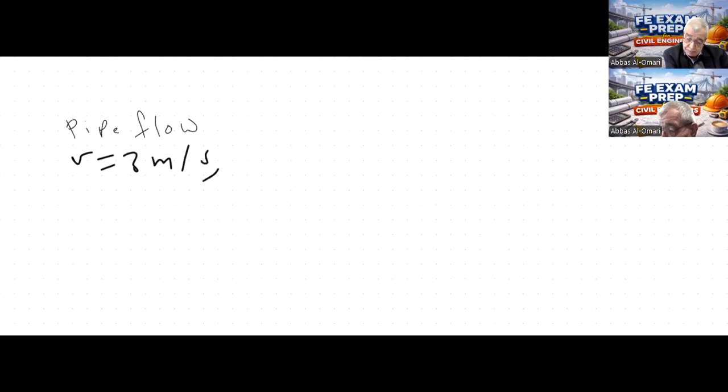Okay, question number one is about pipe flow. So we have a flow in a pipe. We know the velocity and the diameter. So the velocity is 3 meters per second, and the diameter is 0.5 meter.